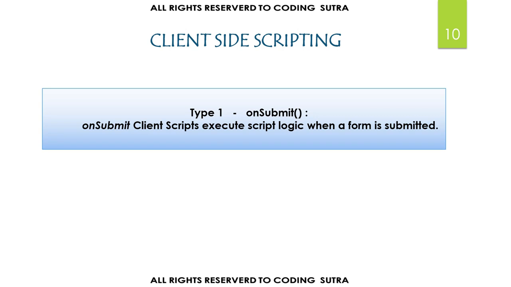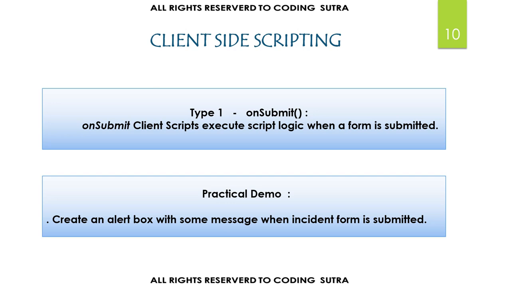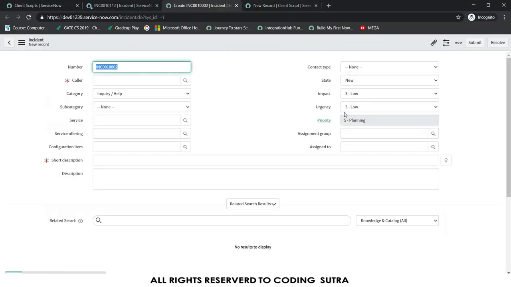Now let's move to our next type, onSubmit. An onSubmit client script executes script logic when a form is submitted. Now let's look at our example: create an alert box with some message when an incident form is submitted. So let's get back to our personal dev instance.